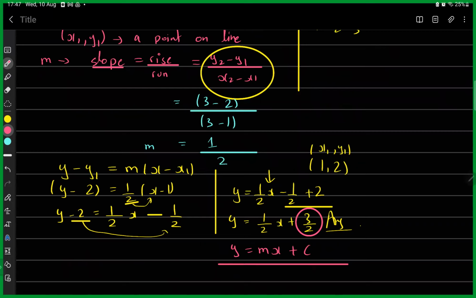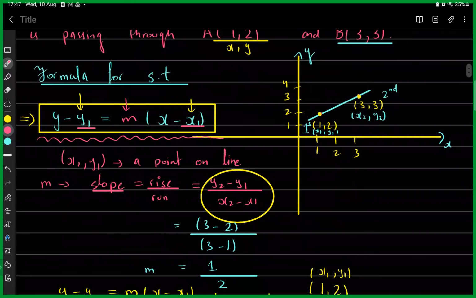Okay. Anything that is coming to your mind that you guys were not able to understand? No, ma'am. Understood. Okay. All right. That is perfect. So what is c? Okay, so I'll tell you. c is basically the y-intercept.